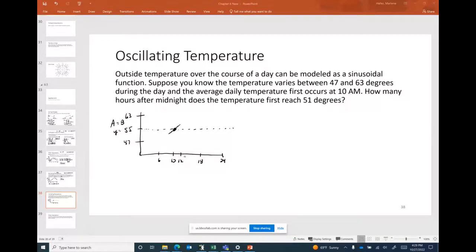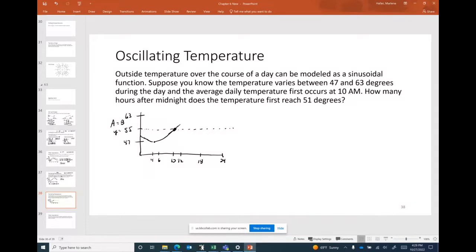What is a quarter of a period here? A quarter of a period is 6 hours, right? 6 hours before 10 o'clock was 4 a.m. So that means the low point on this particular day occurred at 4 a.m. Okay, and it did something like that.